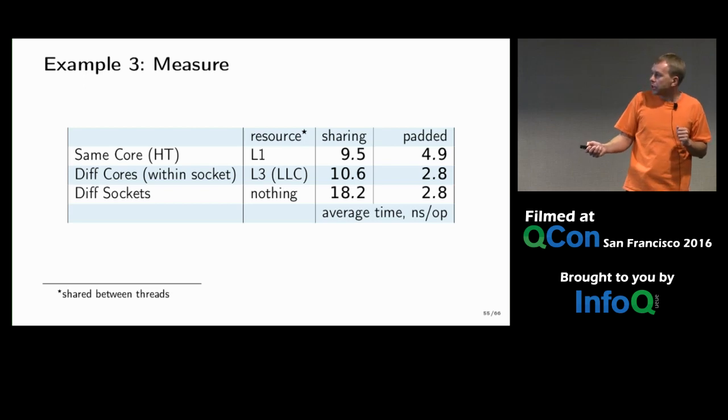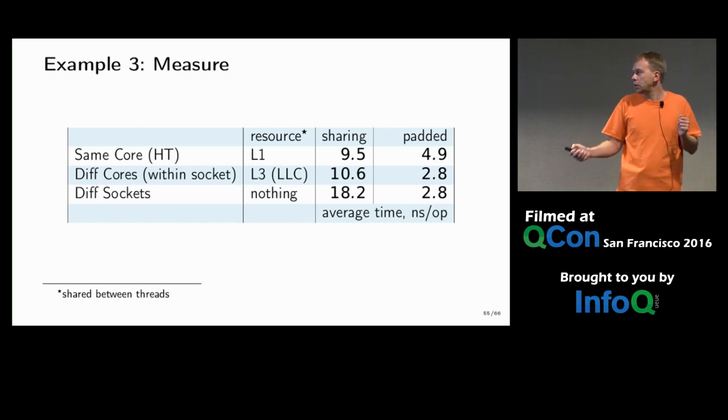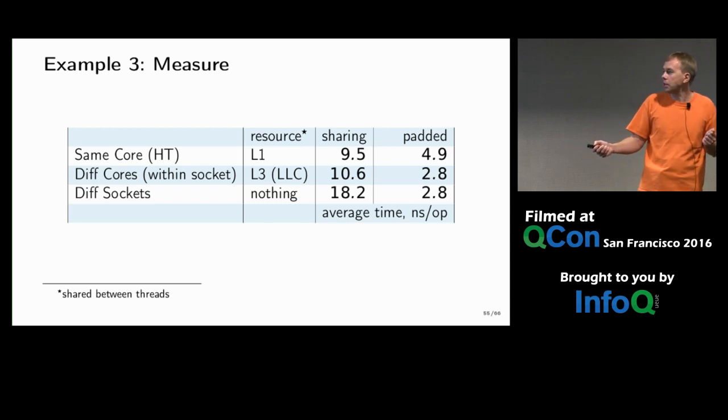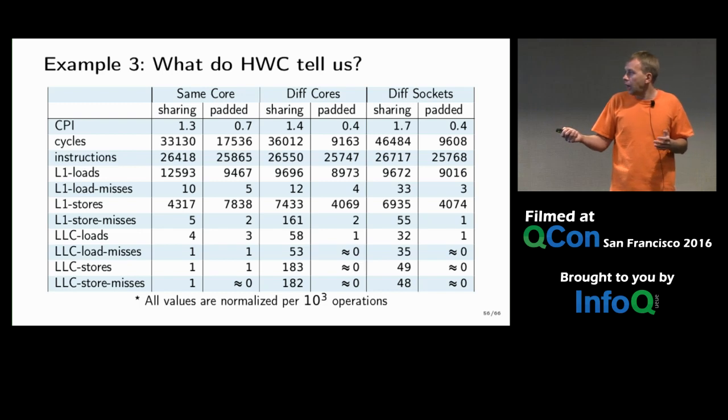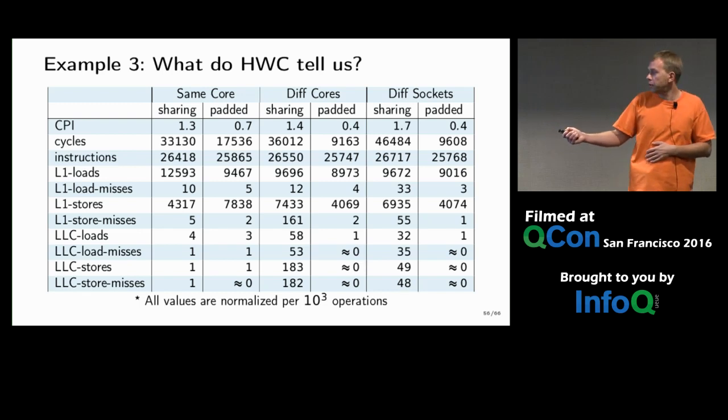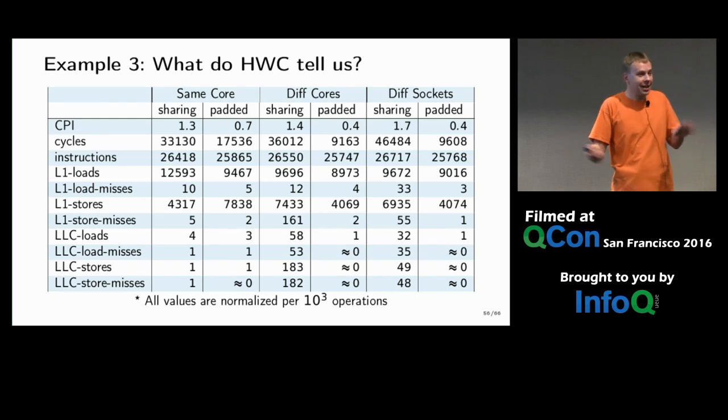And in that table, I just show which level, which resources are shared between these threads. On different cores, we communicate through the L3 cache. In the case of hyperthreading, we communicate through L1. And in the case of different sockets, we don't have any kind of shared cache. It's a problem. And here are the hardware counters. Could you find a problem? Yeah, really, guys, neither do I.